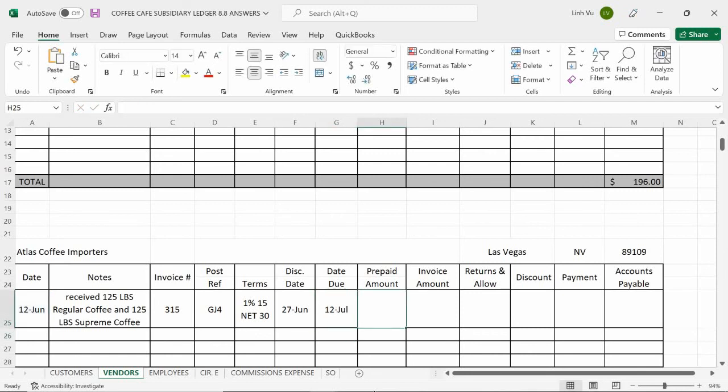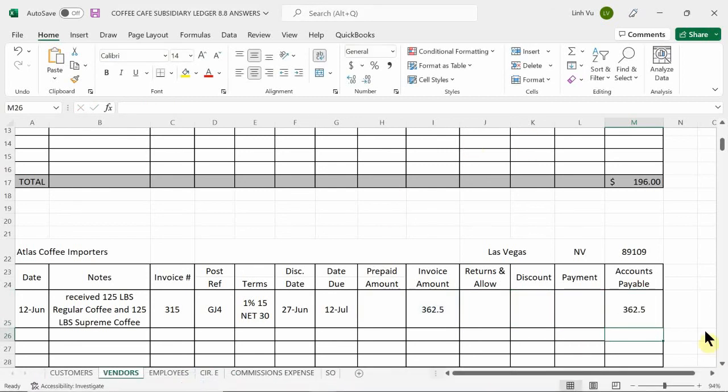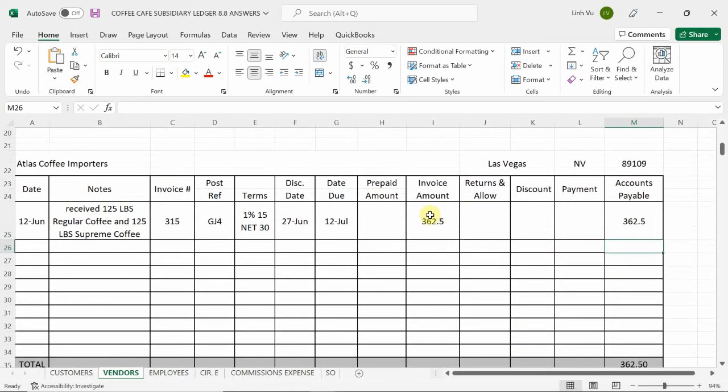Exactly 30 days. So in this case, how much were you quoted for? $362.50. You didn't make any payments, so if you plug in your formula, you should owe $362.50. Right? And that's true, because that's what your bill says that you owe.